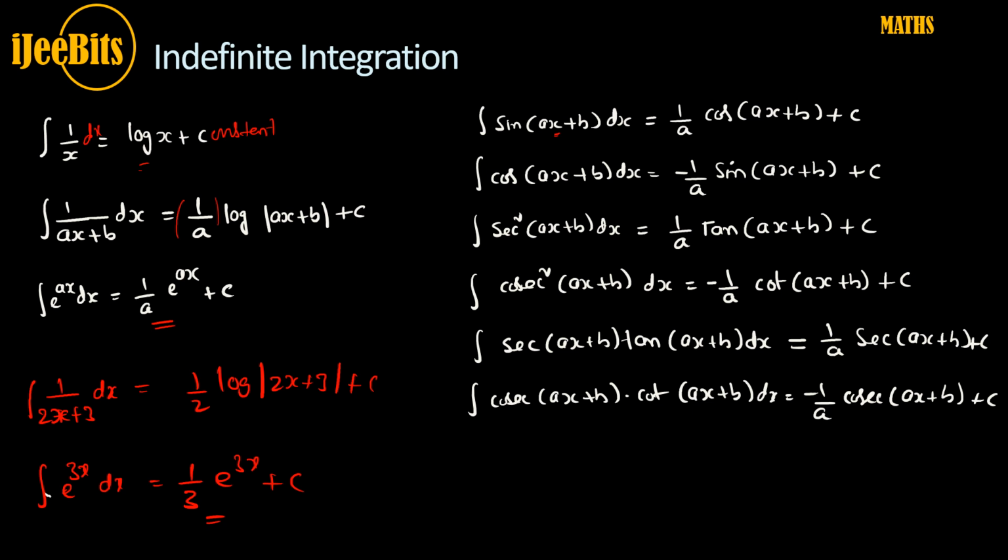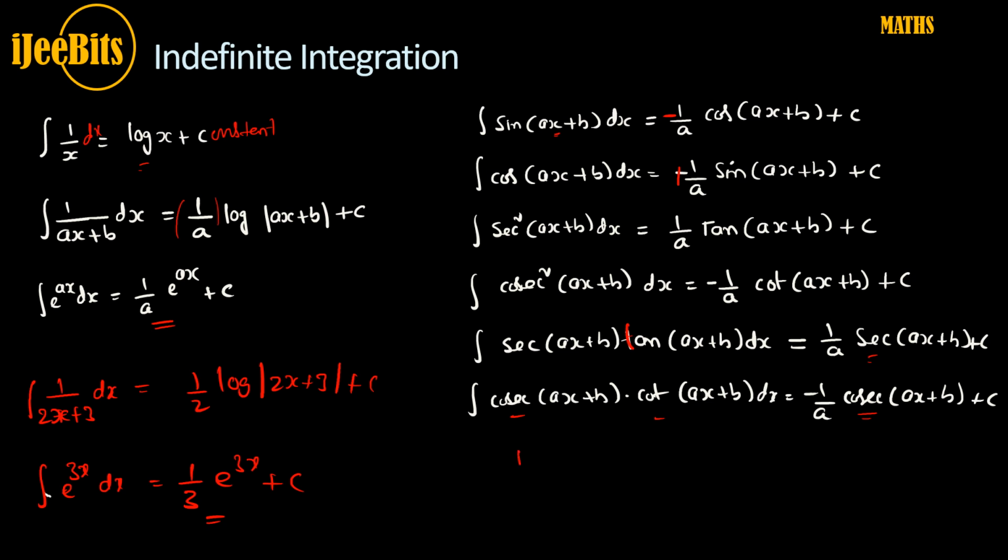Sine means minus cos, cos means plus sine, secant square means tan, cosecant square means minus cot, secant tan means secant, cosecant cot means minus cosecant. But whatever constant is multiplied by x, that value becomes 1 by that constant. If it's 2x it is 1 by 2, if 4x it is 1 by 4, something like that.